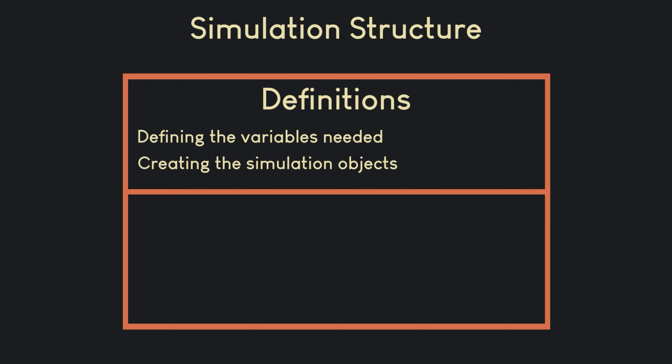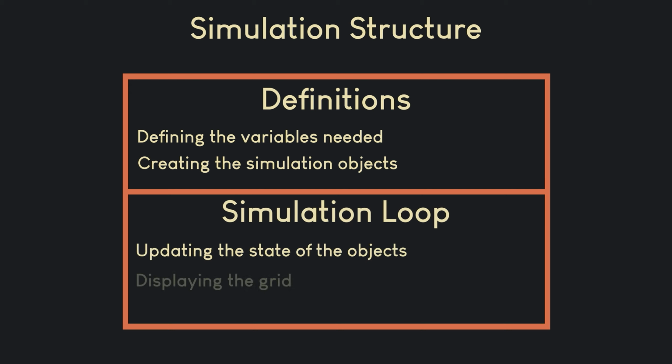The second part is the simulation loop, which is responsible for updating all the cells of the grid and then displaying the grid. The simulation loop is like the heartbeat of the simulation, running repeatedly until the simulation is closed. In each iteration of the simulation loop, we will update the grid according to the rules of the simulation, and then we will display the grid. All this will happen so fast that it will appear as a continuous movement.